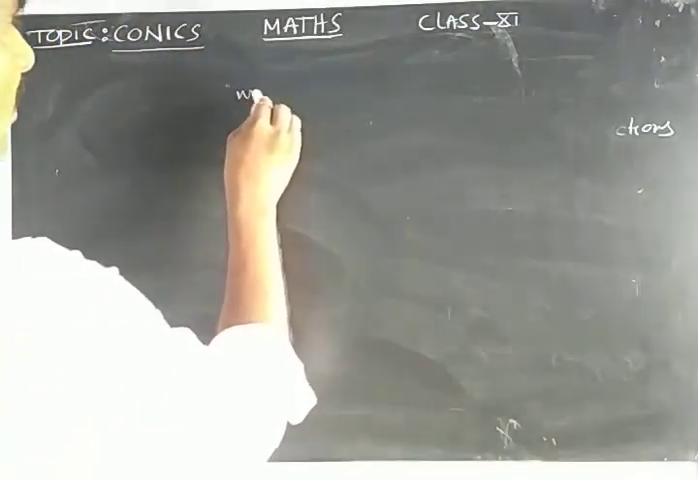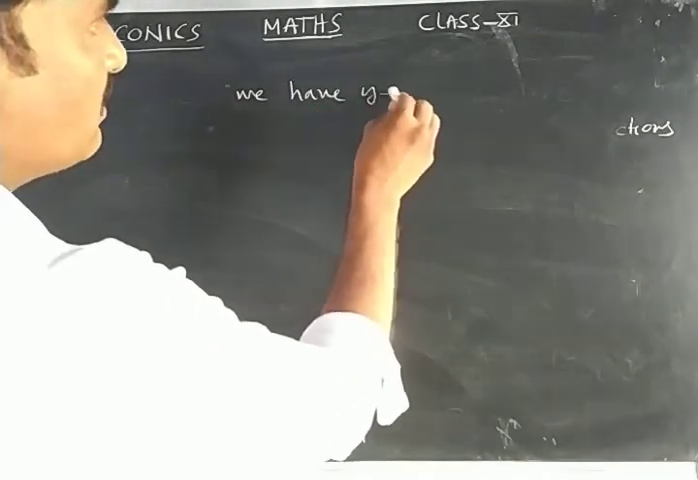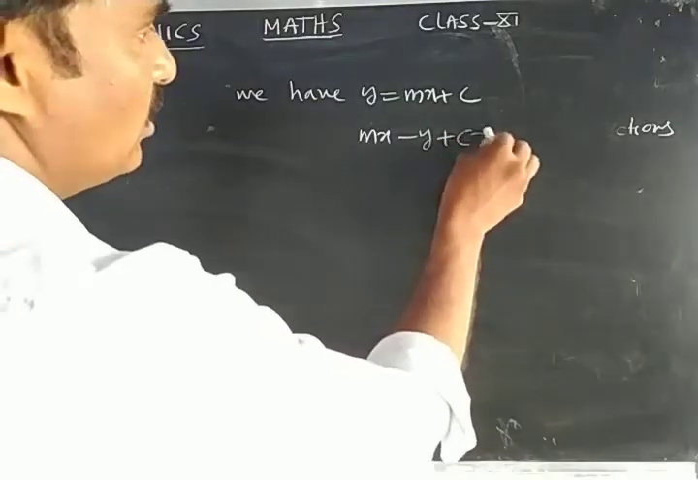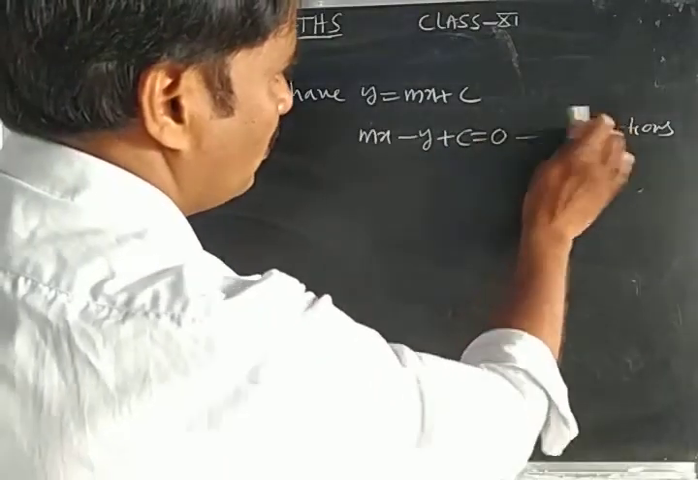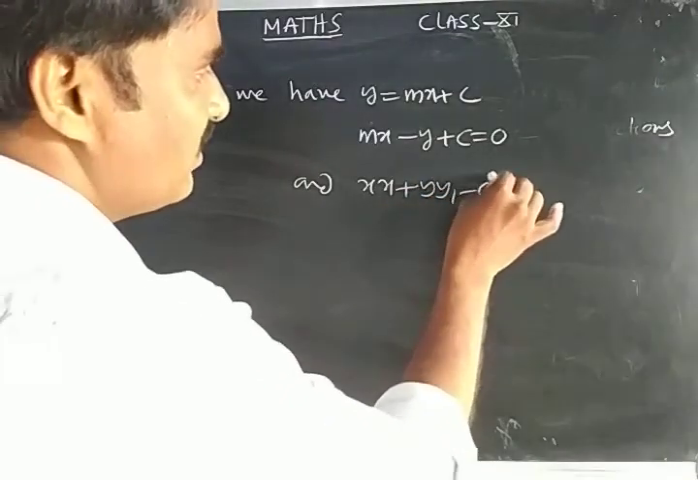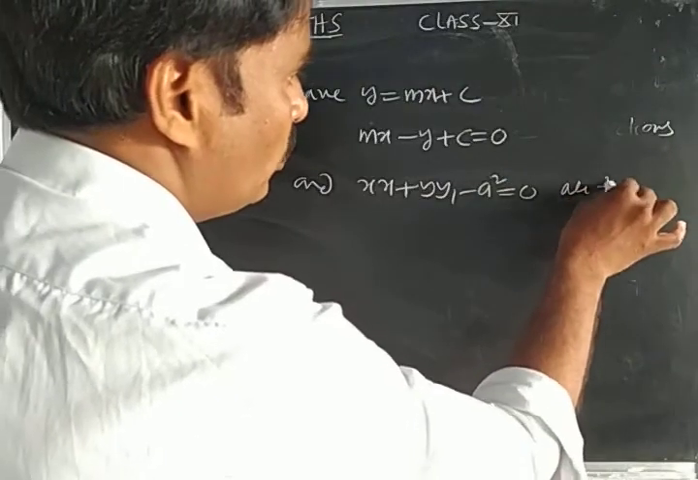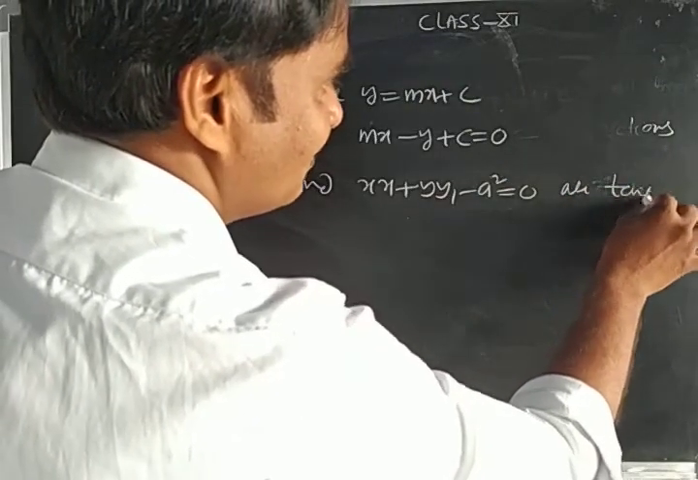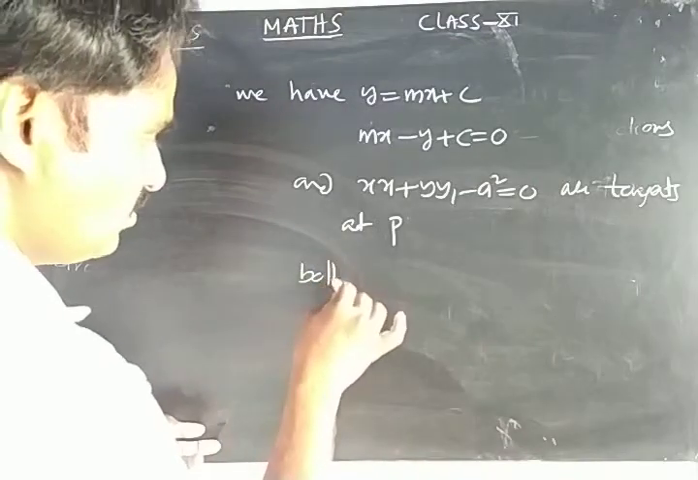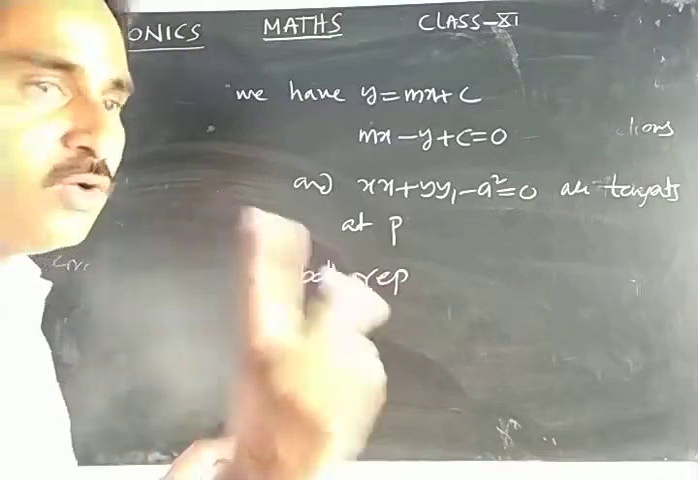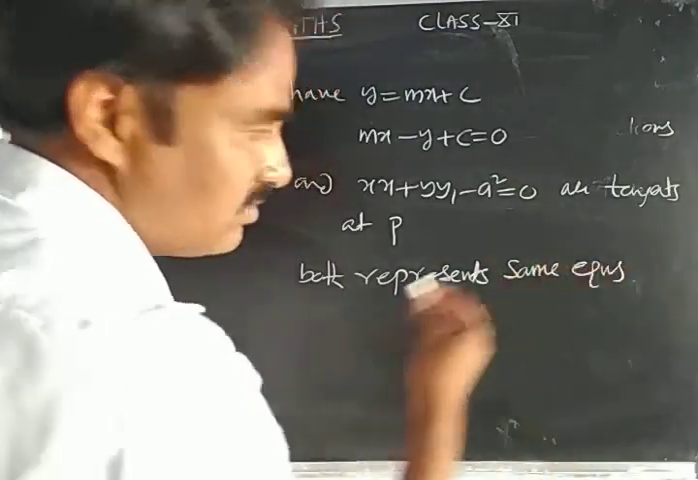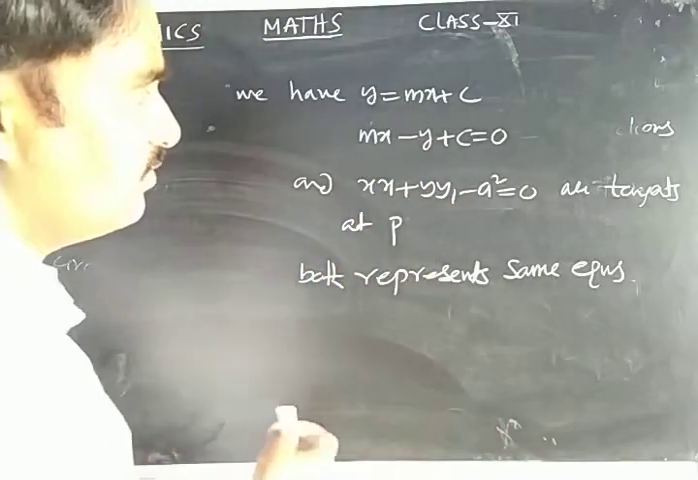Now we have y equal to mx plus c. Write in proper form: mx minus y plus c is equal to 0. And the equation xx1 plus yy1 minus a square is equal to 0, the two tangents at P, both represent the same equation. Why? Because at one point we can draw only one tangent. Both represent the same equation. If they are the same equation, compare the coefficients from both equations.